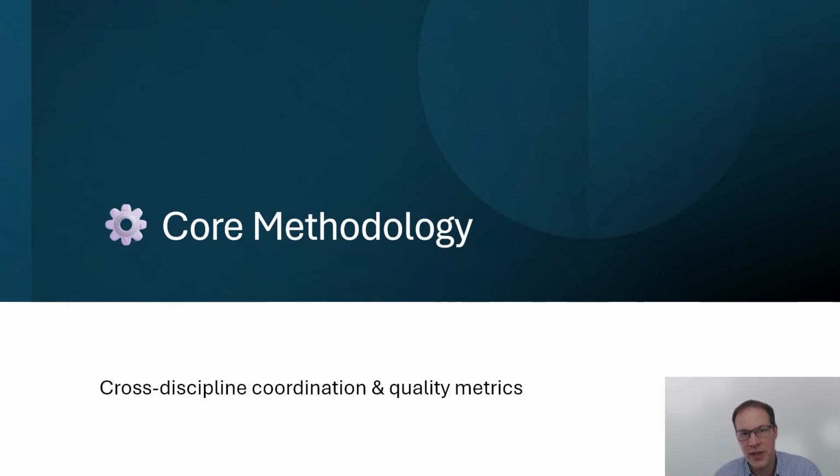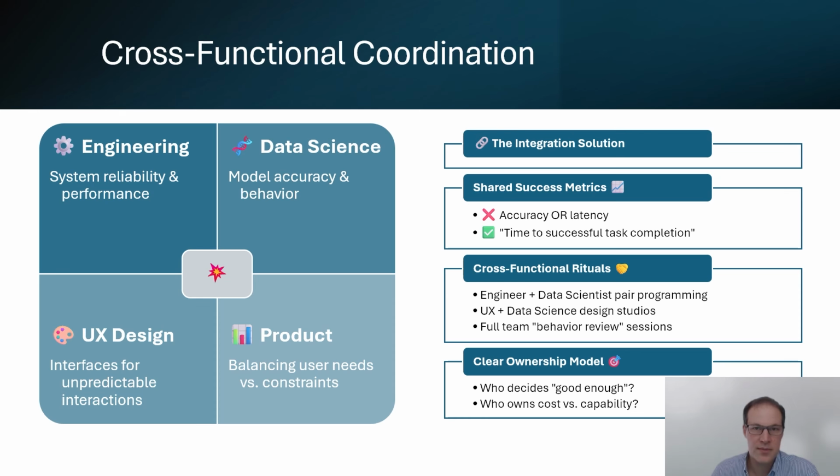Let's shift to the core of our methodology: cross-discipline coordination and quality metrics. When you build AI agents, you require a lot of coordination between disciplines that traditionally used to work in parallel or in sequence. Engineers focus on reliability, data scientists obsess over accuracy, UX designers struggle with handling unpredictable interactions from the users, and product management has to balance the user needs with the technical constraints. Without careful coordination, you have gridlock. Or worse, you build an agent that nobody can actually use.